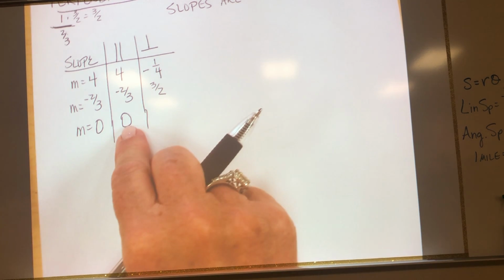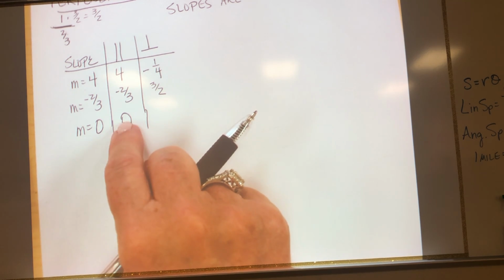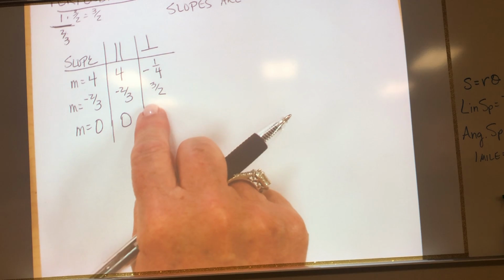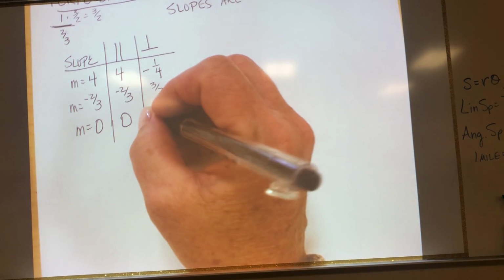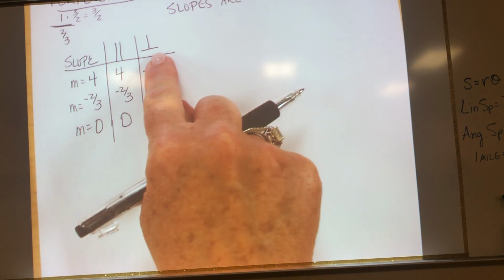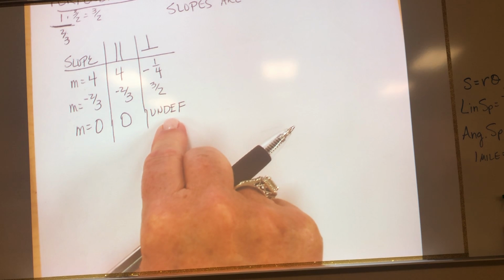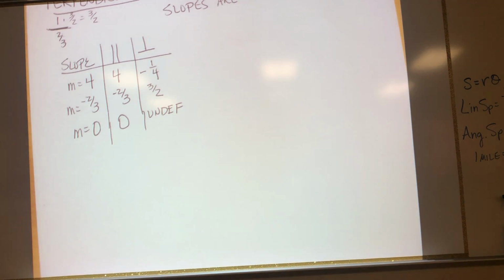What's the reciprocal of 0? It would be undefined. This is 0/1, and the other one is 1/0, which is undefined. What kind of lines are perpendicular to horizontal lines? Vertical. And what kind of slope does a vertical line have? Very good. Okay, so we're gonna pick up there next class.